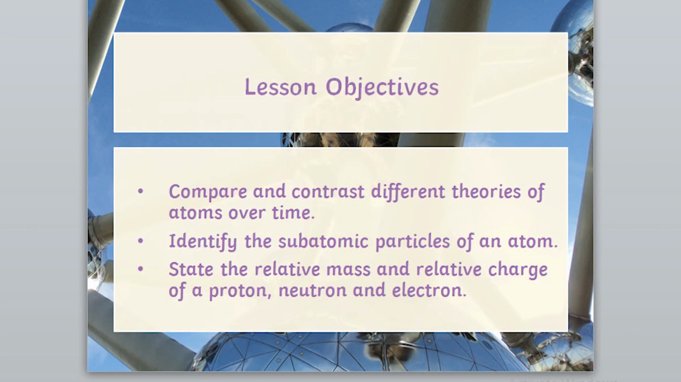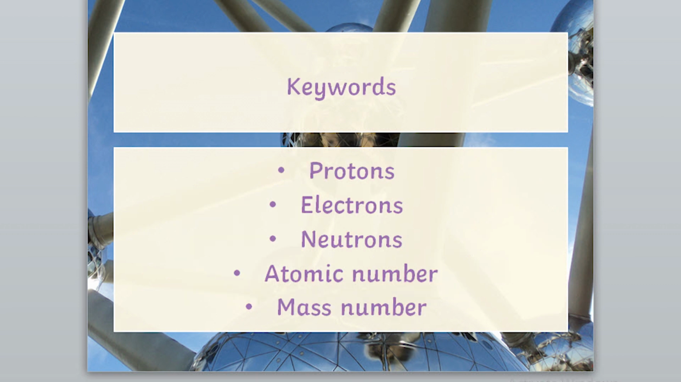Our objectives for today are: compare and contrast different theories of atoms over time, identify the subatomic particles of an atom, state the relative mass and relative charge of a proton, neutron, and electron. The key words of this lesson are protons, electrons, neutrons, which we're already familiar with, and the new words are atomic number and mass number.